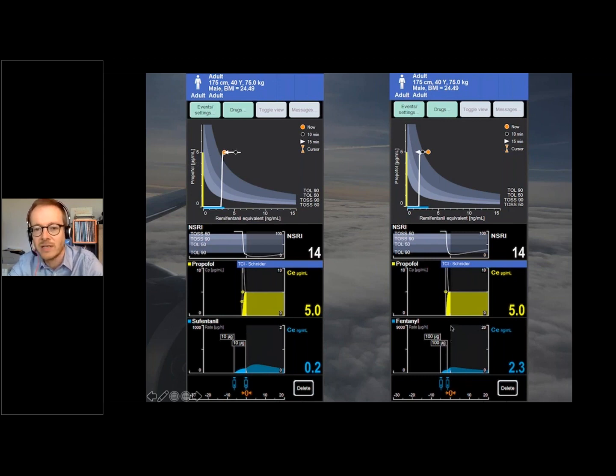In the case of fentanyl, you would not gain so much time, but it would give you some time above the Tol 90 isobol, where in the case you did not give the extra bolus, you would not be able to go over the Tol 90 isobol.